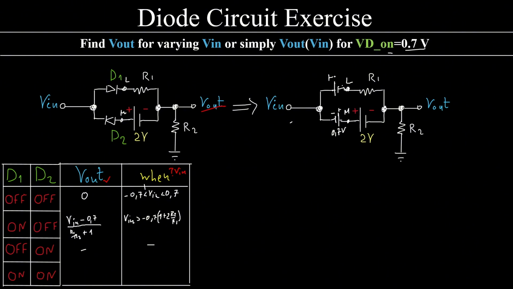Last case, both diodes are on, so I go ahead and replace also D1 with a voltage source of 0.7. Now, what's the first thing I do? I don't panic. What's the second thing I do? The conditions of the diodes. Right, both diodes are on.